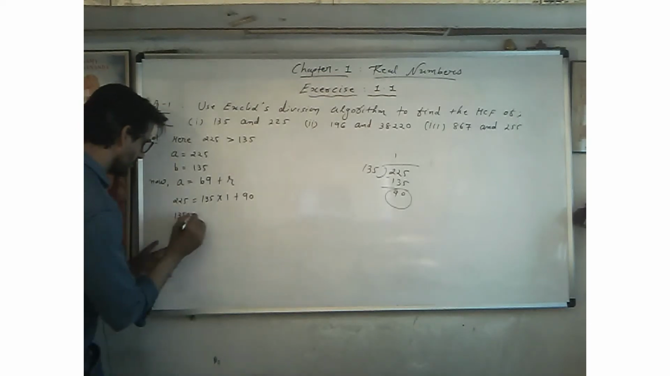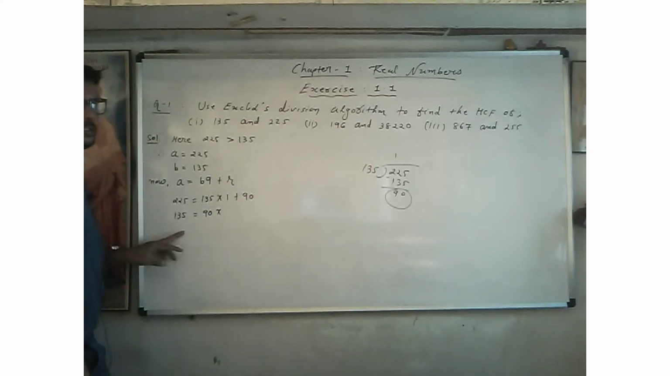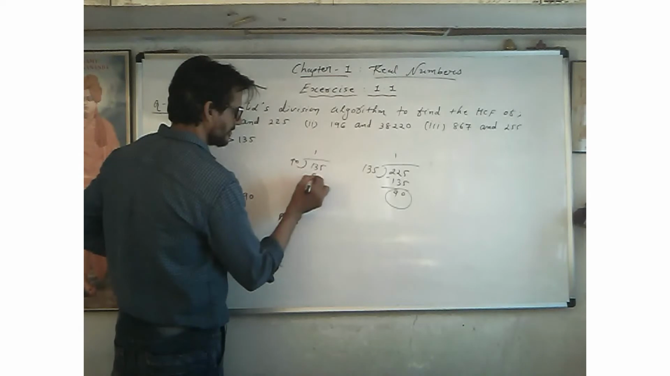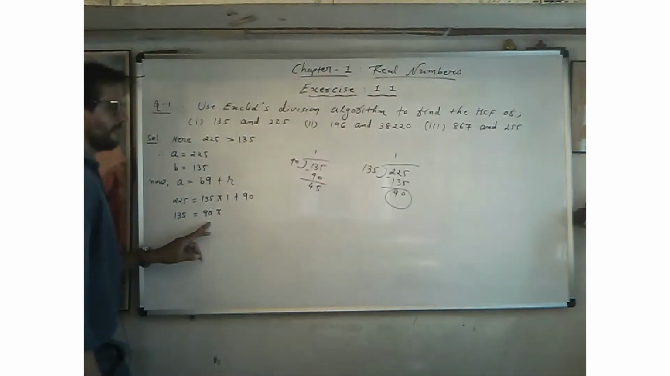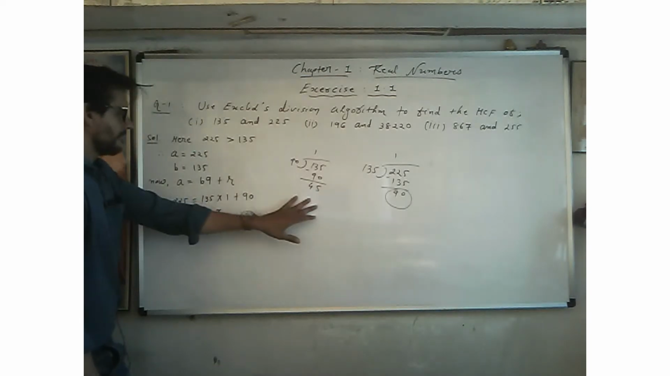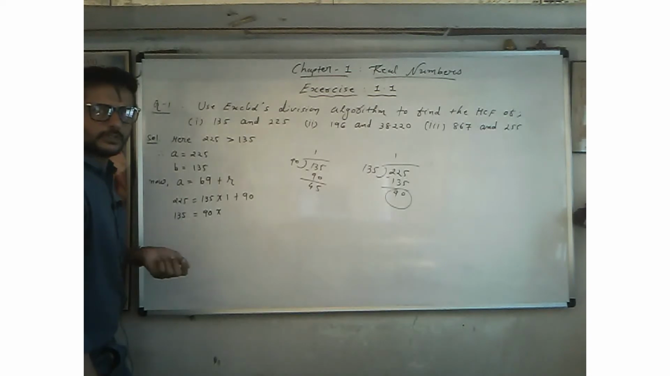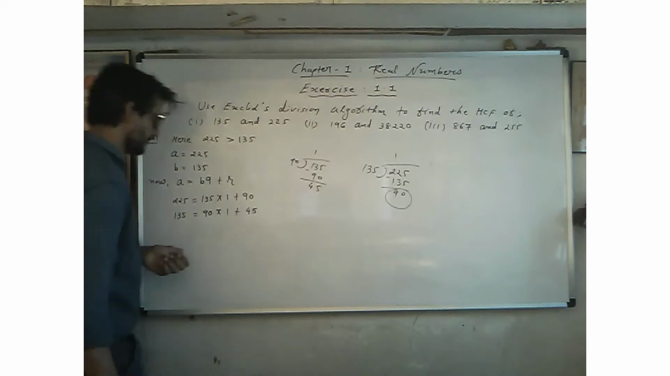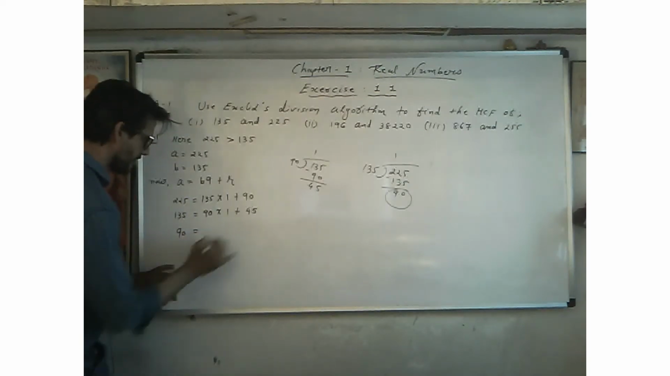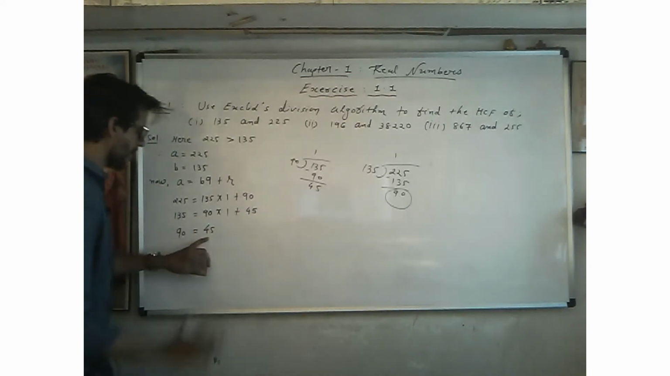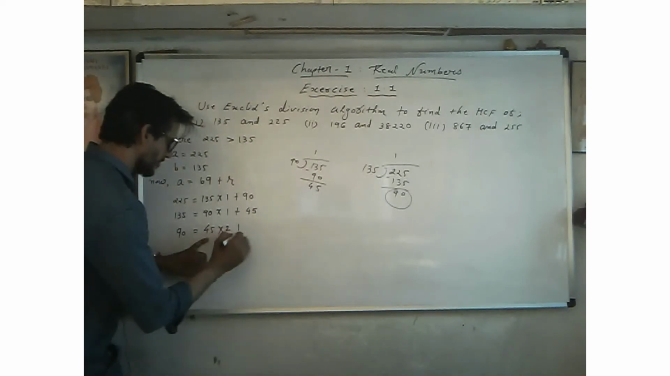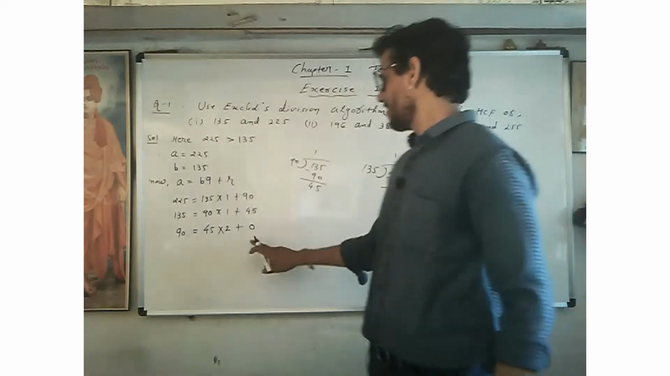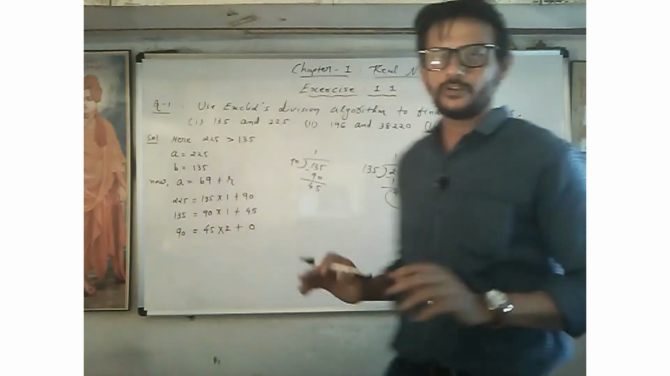Okay, 135 is equal to, now 90. 135 divided by 90. 45 is the remainder of 135 divided by 90, plus 45. Okay, now 90 is equal to 45. 90 divided by 45 is equal to 2 plus 0. So we have got here 0, remainder 0. So our process stops here.